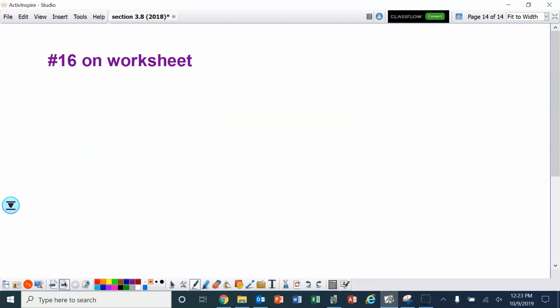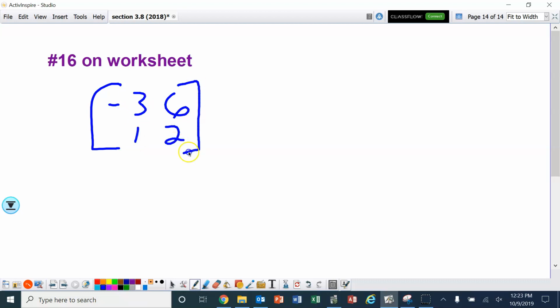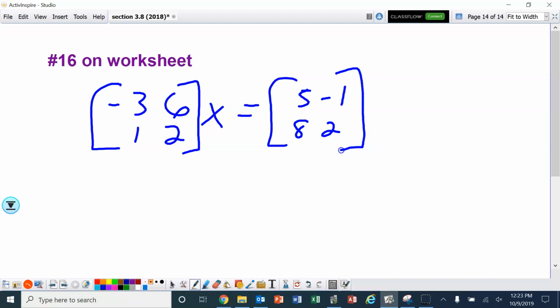All right, number 16. Okay, there wasn't one like this in the notes, but let me go over it quick because it's everything that we have been doing. It's just in a little different format. Okay, so it's wanting us to solve this matrix. So you're going to put this in matrix A. You're going to put this in matrix B.